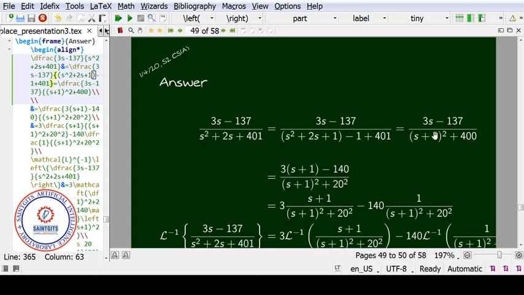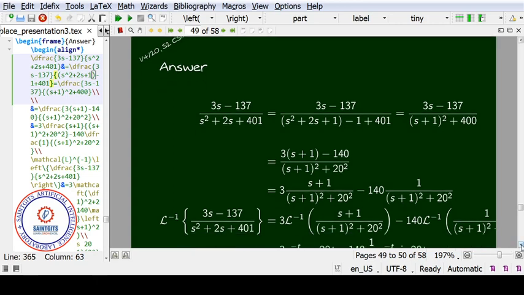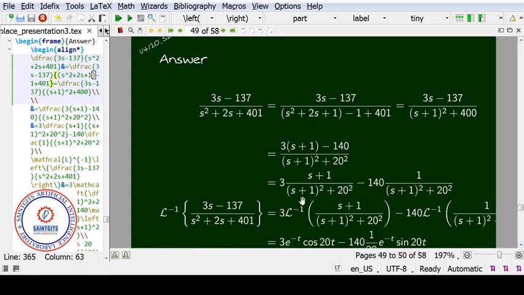We should keep in mind that this rearrangement or manipulation will not change the values in the numerator and denominator. So this is a mathematical manipulation. Now we apply term by term division. 3 into (s plus 1) divided by this denominator minus 140 into 1 by this denominator. Now these terms are familiar to us. L inverse of this expression, we know the standard result. L inverse of this fraction, we know the standard result.